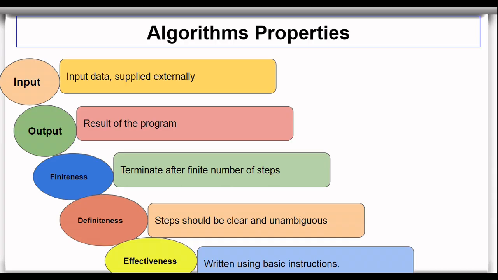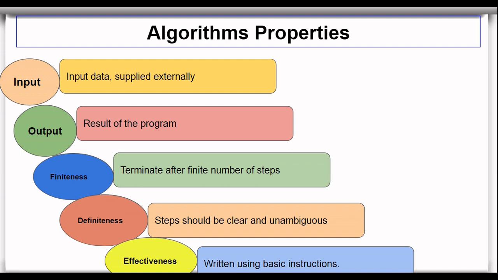What are the properties of an algorithm? Input is the first property. It requires input, supplied externally. Second is output, the result of the program. Every algorithm must produce a result. Finiteness: your algorithm must be finite. It will terminate after a finite number of steps.